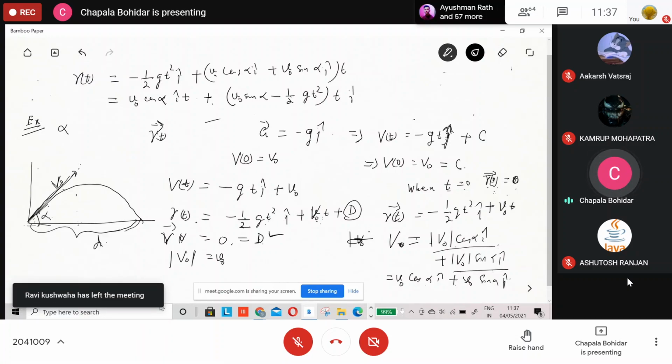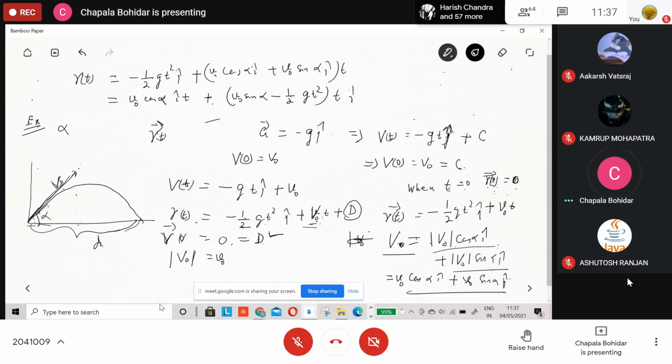I can write it this way, or not? Yes or no? Tell me. By substituting the value of this V naught, here I got this value. I can write it this way. Yes or no? Tell me. Yes. Okay. So now this is our x and this is our y.